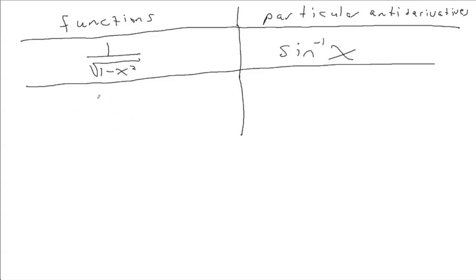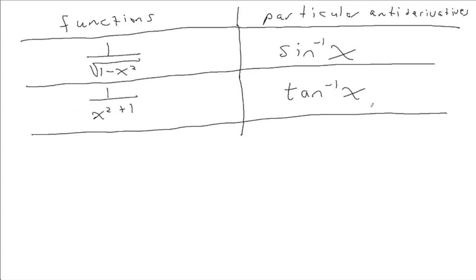1 over x squared plus 1. And the particular antiderivative is inverse tangent of x. Okay, and I shouldn't have brought up the inverse cosine. It turns out we won't need the inverse cosine. So that reduces our memorization a little bit.